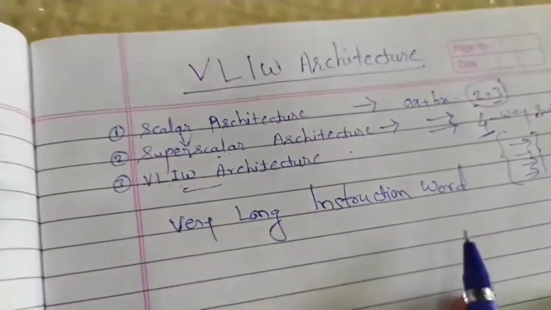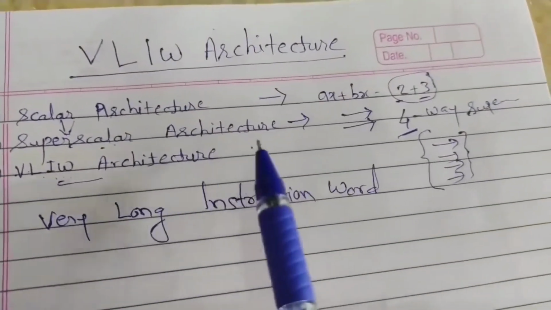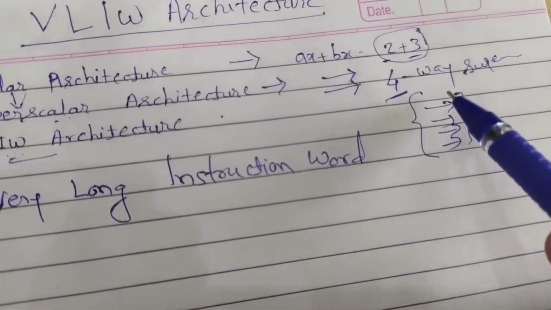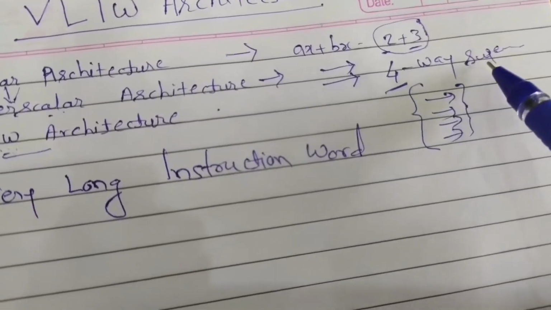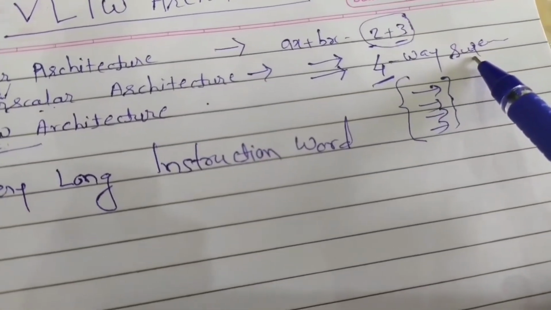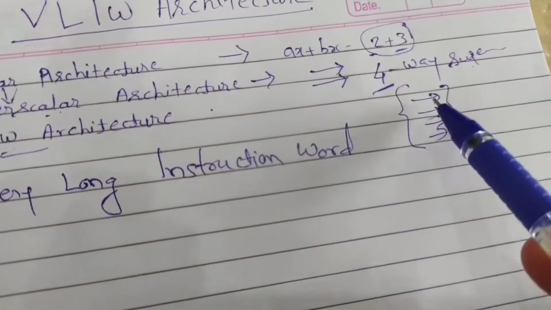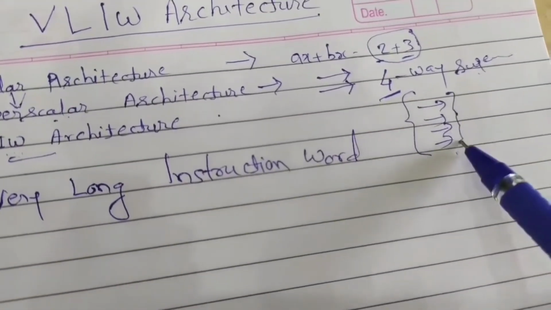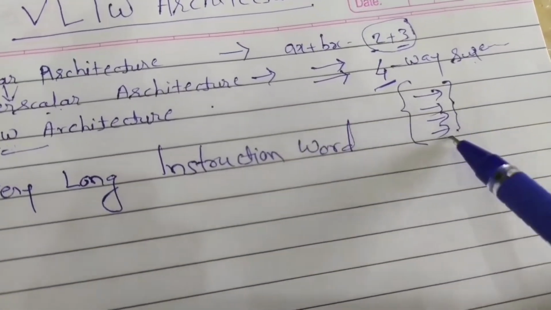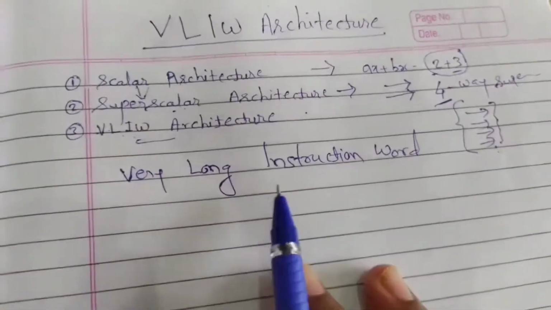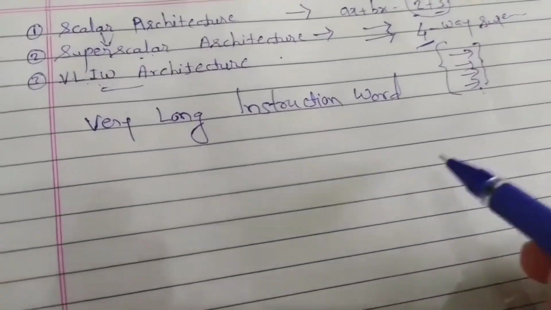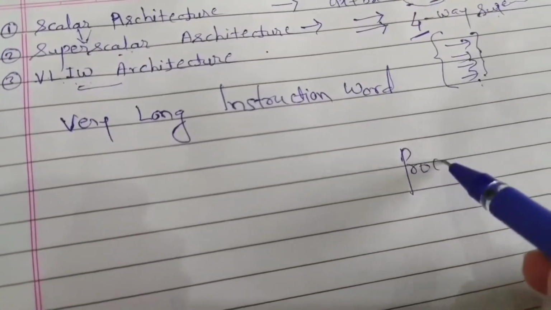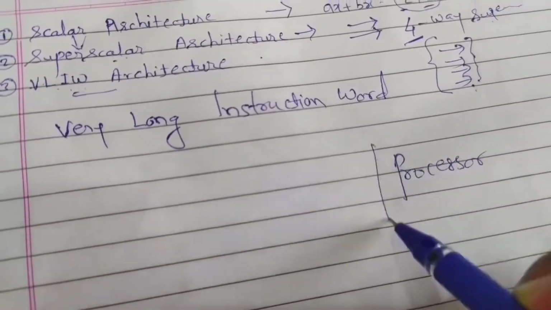Now see, in superscalar architecture, as we have said, if it is a 4-way superscalar processor, it will perform 4 operations together. But if there is a dependency, it cannot perform 4 operations together. So what we are doing here, this is the processor which will perform these operations.